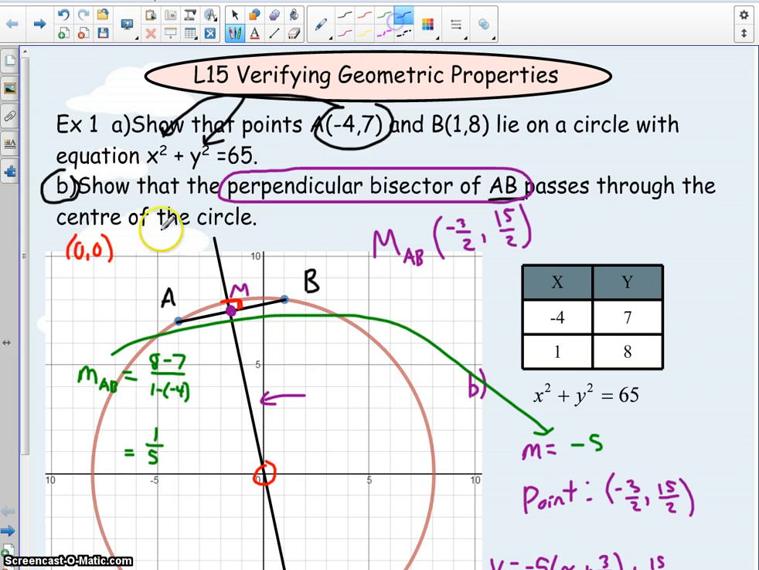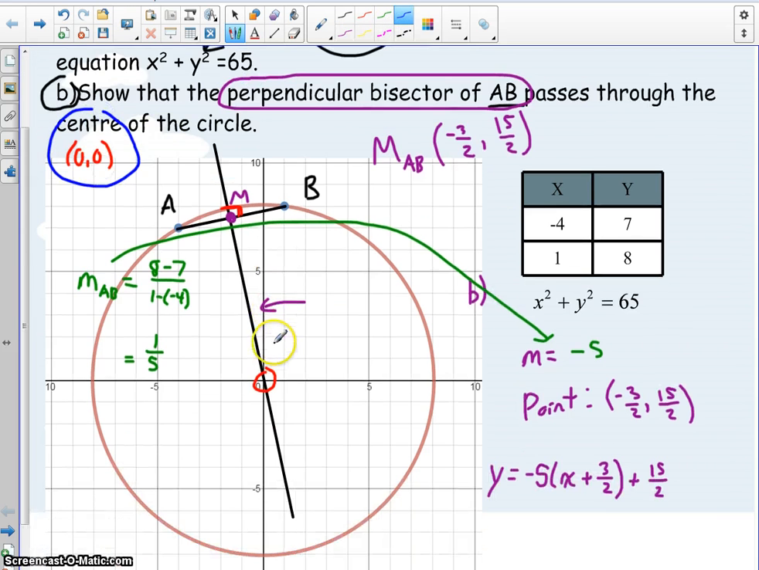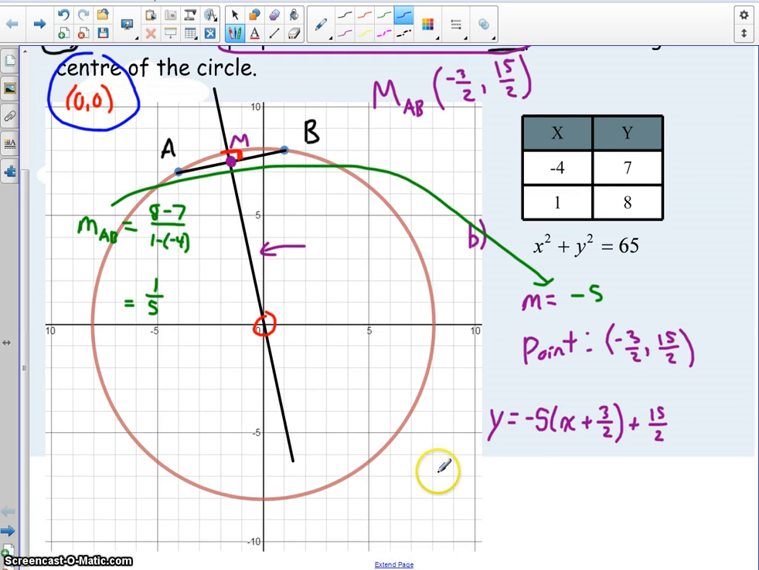Now I've got to show that it passes through the center of the circle, which is (0, 0). If I want to show it passes through the center, I just need to show that this point, the center, is actually on this line. So again, if I do a left side, right side check by subbing in the point (0, 0), I should get left side equaling right side. So I'm going to do that over here. The left side of my equation is nice and easy, it's just y. The right side is a little bit more complicated: negative 5 times (x plus 3 over 2) plus 15 over 2. Okay, and I'm going to put in 0, 0 for x and y.